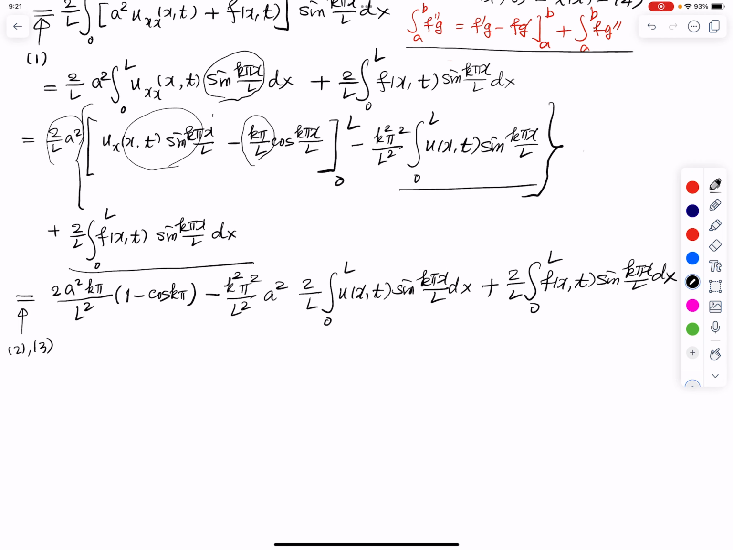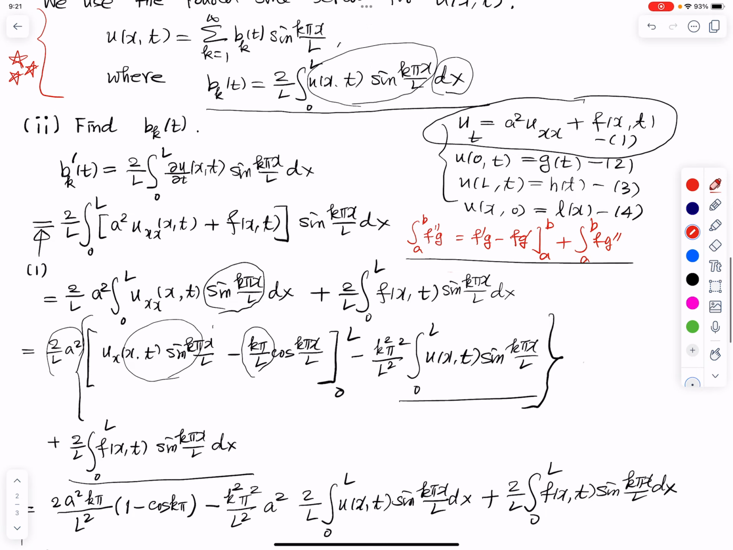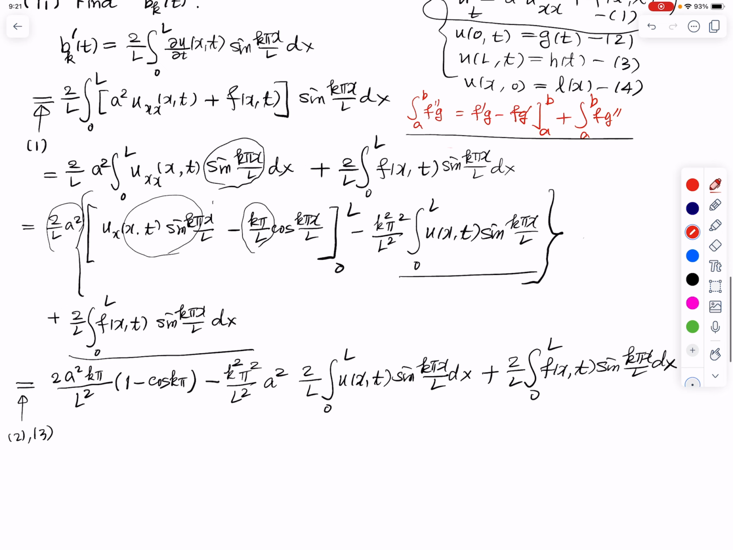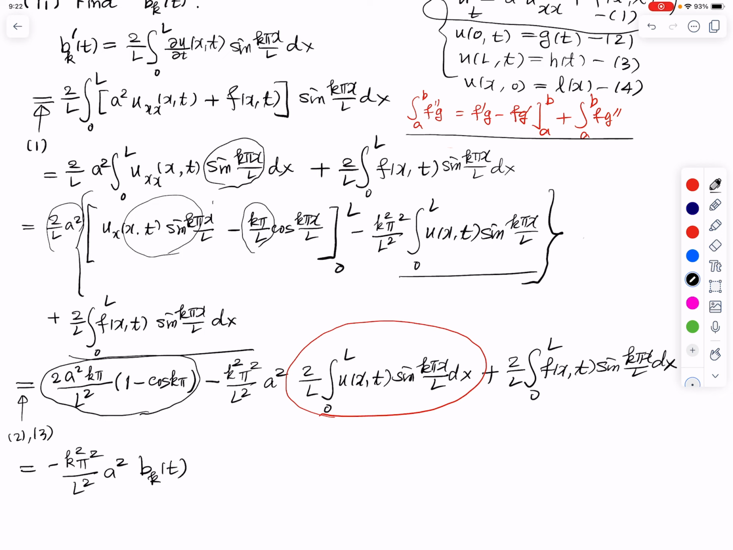So let's look at this term. What was bk? bk was 2 divided by L integral 0 to L u(x,t) sine k pi x. This is just the bk, right? So what I have here is minus k square pi square divided by L square, a square, and then bk(t). The other one is just a constant.